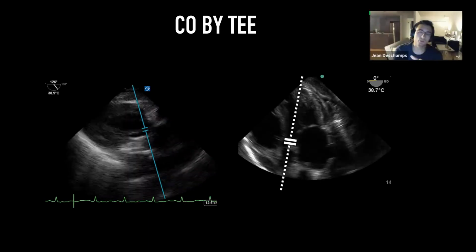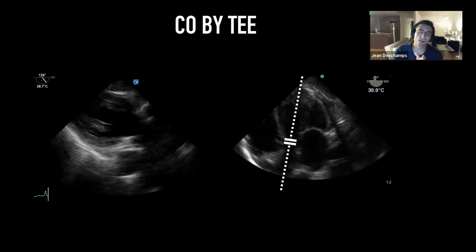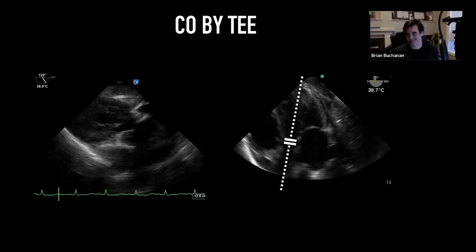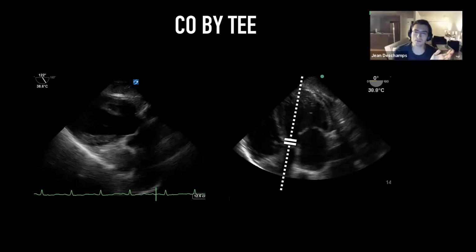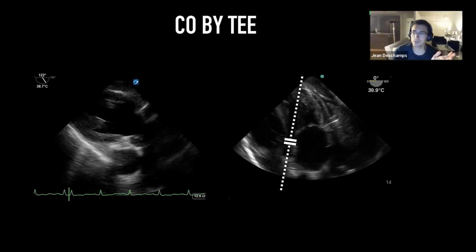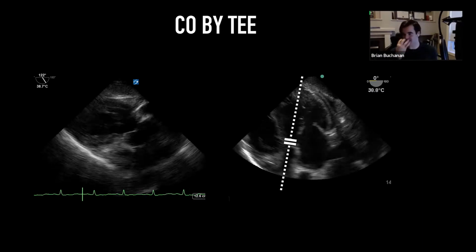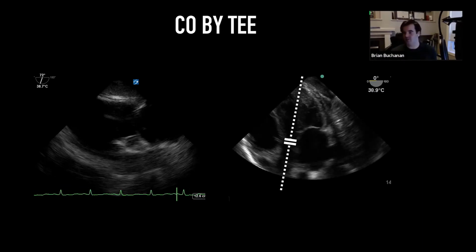Yeah, and I fully agree. The thing people don't realize is this is a beautiful deep transgastric image. It rarely looks that good when you actually get it done. I cherry picked this view just for you, Jean. I was like, I need a view that will make Jean blush.